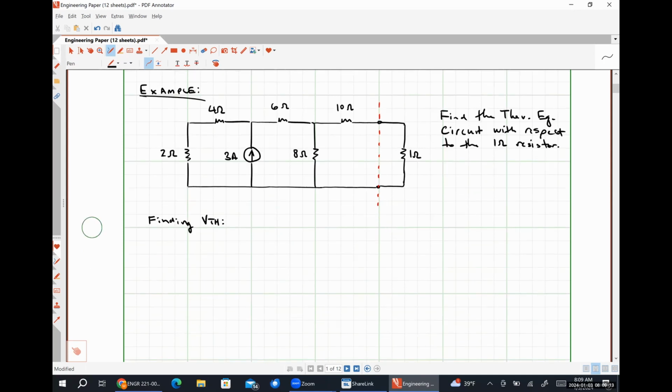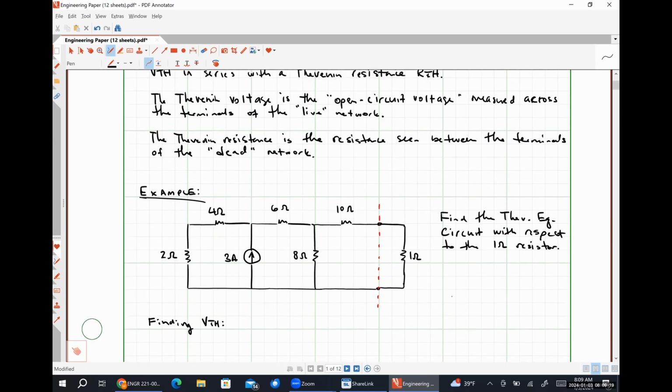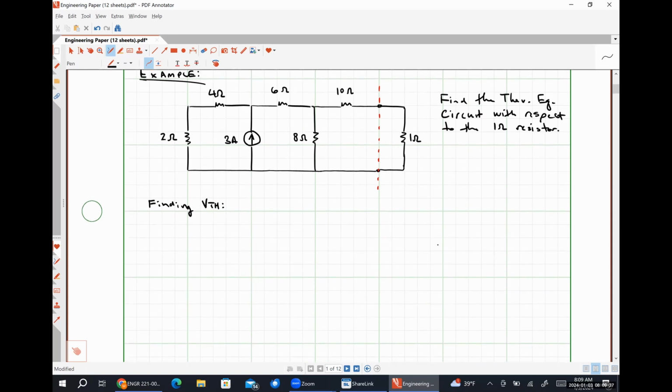All right. So finding our Thevenin voltage, we were already told how to do it, okay? So we were told that the Thevenin voltage is the open circuit voltage measured across the terminals of the live network. Since we're finding the Thevenin equivalent circuit with respect to a particular element, we need to take that element out of the circuit so that it doesn't influence our measurement. So I'm going to redraw my circuit, and I'm just going to leave the 1 ohm resistor out.